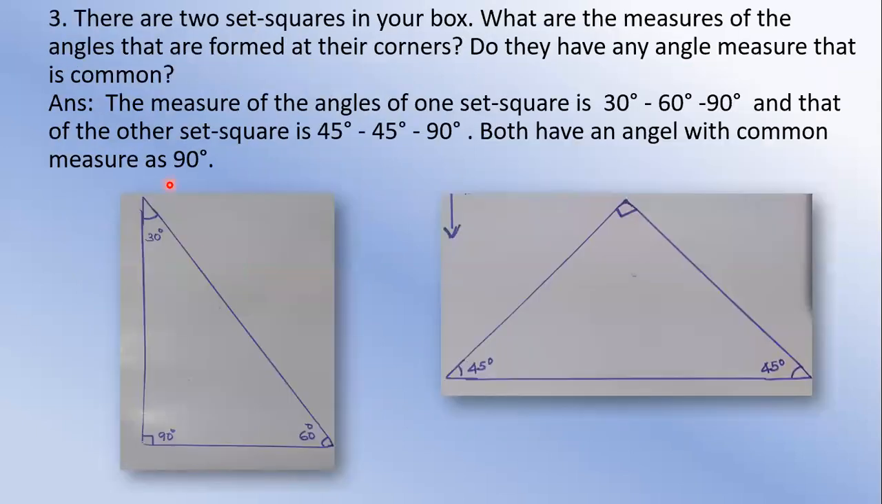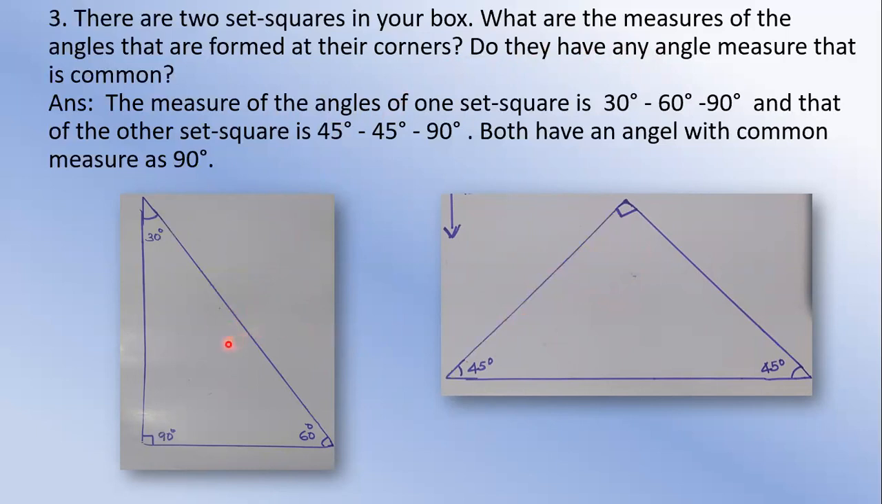Okay, next question. There are two set squares in your box. What are the measures of the angles that are formed at their corners? Do they have any angle measure that is common? You know set square. Set square is one of a pair of instruments in your geometry box. In your geometry box, one scale will be there, one protractor is there, and two other instruments are there. They are called set squares. They are in this shape. See, one will be of this shape, and the second one will be of this shape. These are called set squares, right?